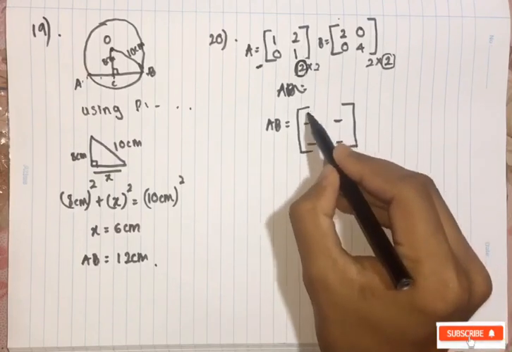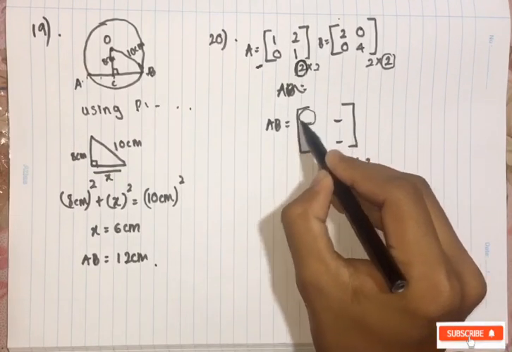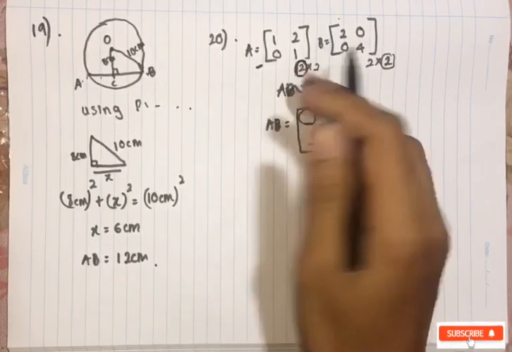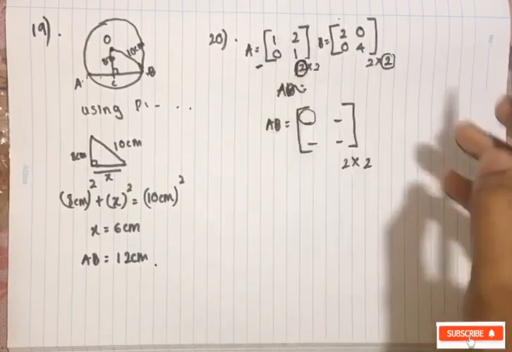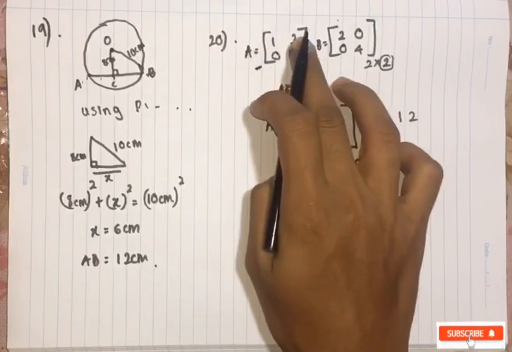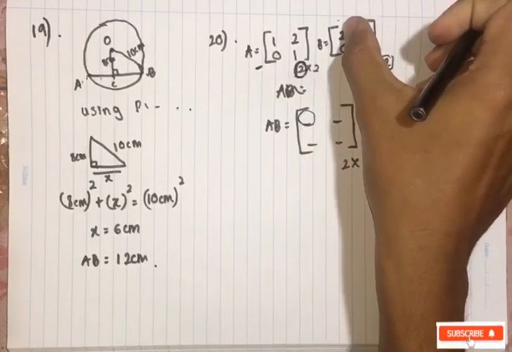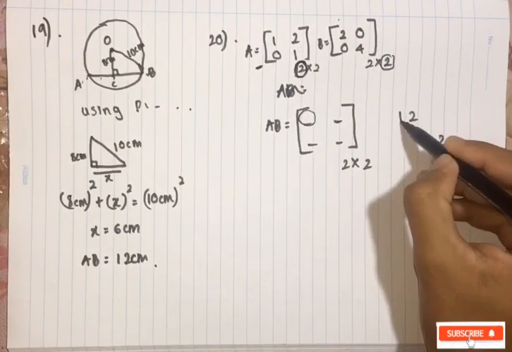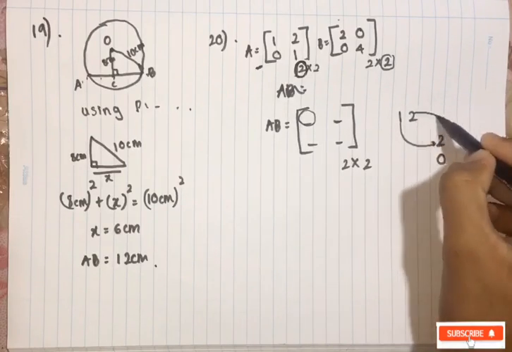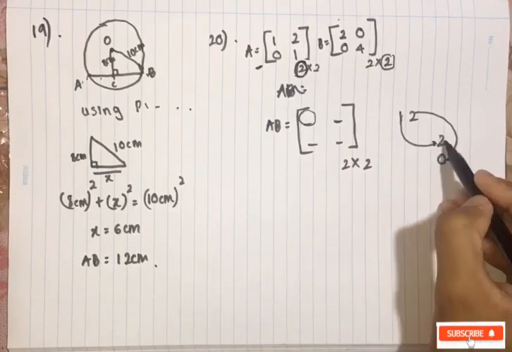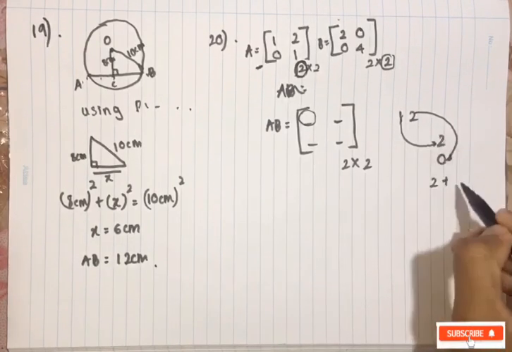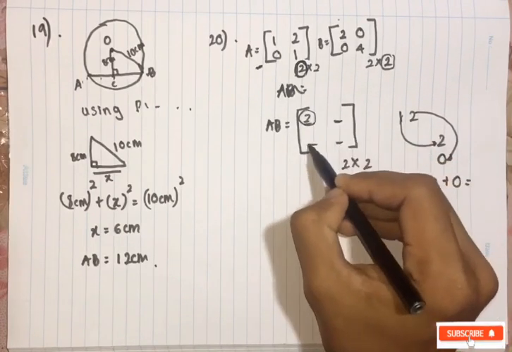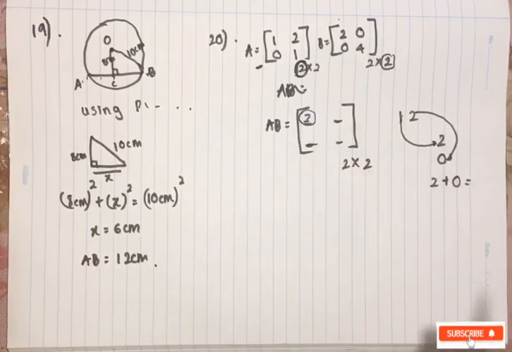Now you have to find the answer for the first one, row number 1 and column number 1. Since this is the first row, you have to take the elements in the first row, that is 1 and 2, and since this is the first column, take the numbers in the first column, 2 and 0. Now multiply the first by this term and 2 by 0 and get the sum. 1 into 2 is equal to 2, plus 2 into 0 is equal to 0. Answer is 2.